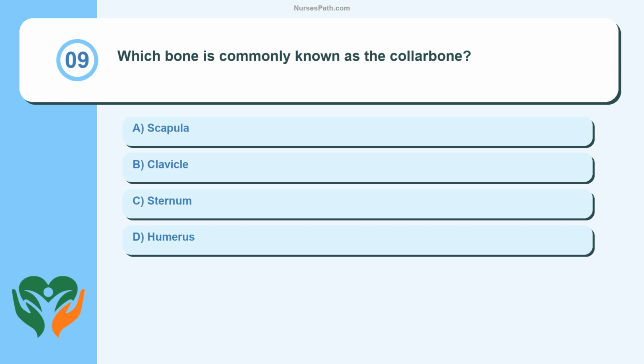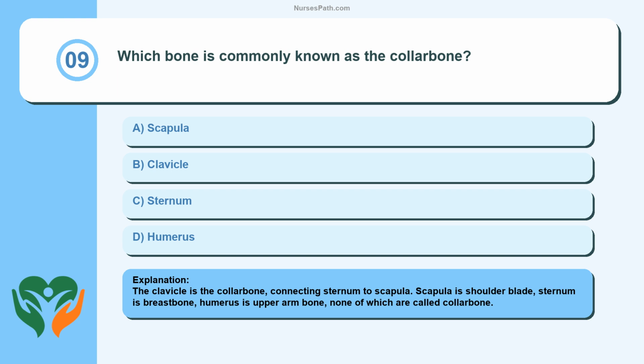Question 9. Which bone is commonly known as the collarbone? Scapula. Clavicle. Sternum. Humerus. The clavicle is the collarbone, connecting the sternum to the scapula. The scapula is the shoulder blade, the sternum is the breastbone, and the humerus is the upper arm bone, none of which are called the collarbone.